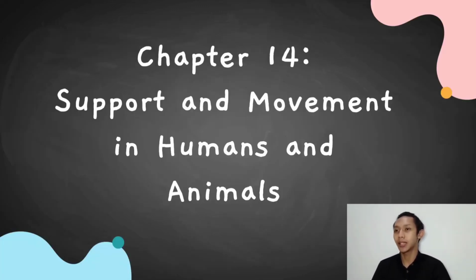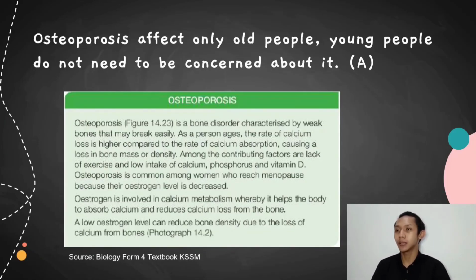Okay, let's proceed to the second last chapter, which is chapter 14, support and movement in humans and animals. The misconception about this topic is that osteoporosis affects only old people. Young people do not need to be concerned about osteoporosis. The students have this misconception after they learn the topic. As you can see in the slide, the textbook mentioned that osteoporosis is common among women who reach menopause, and the age of women who reach menopause is usually 40 and above, which are old people.